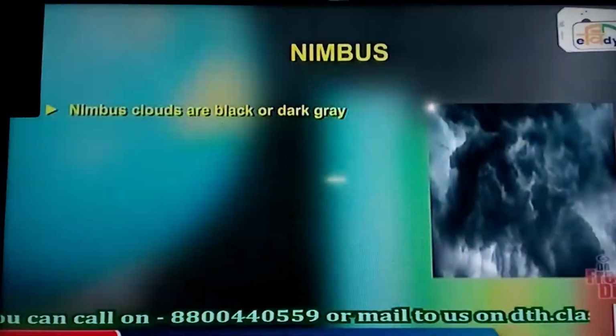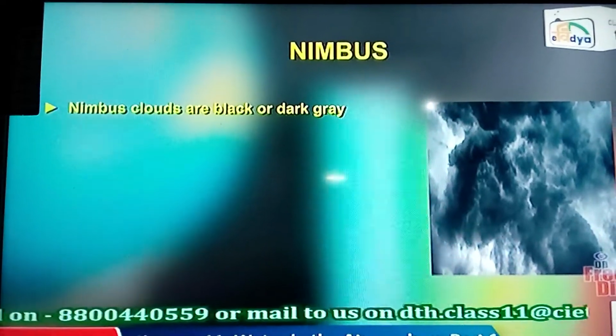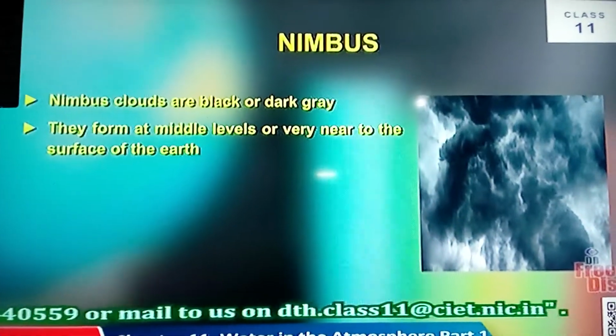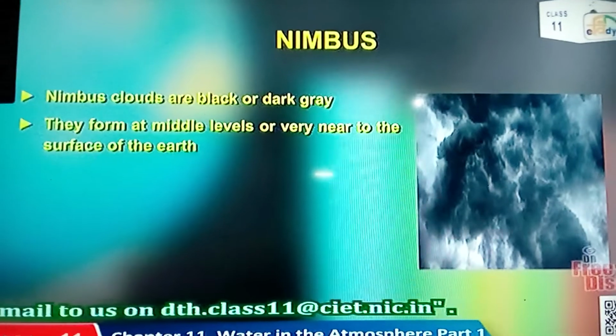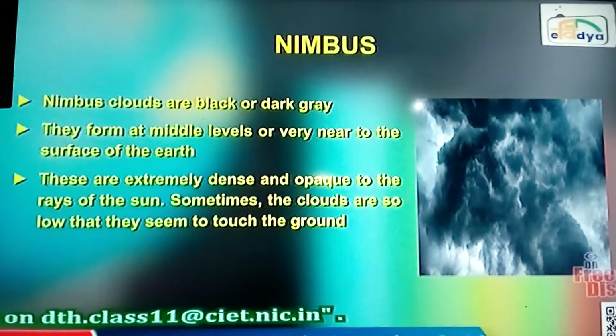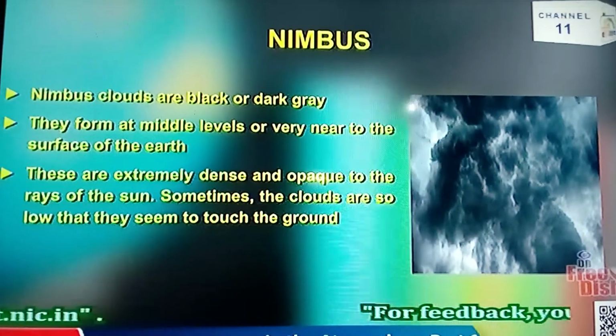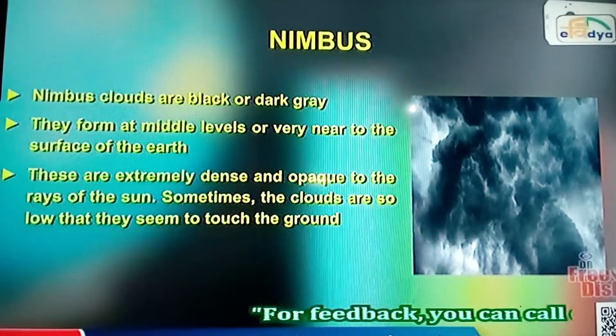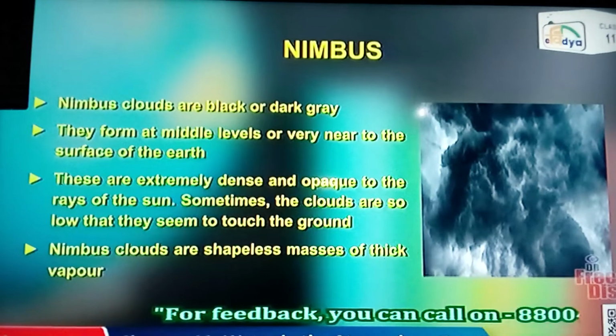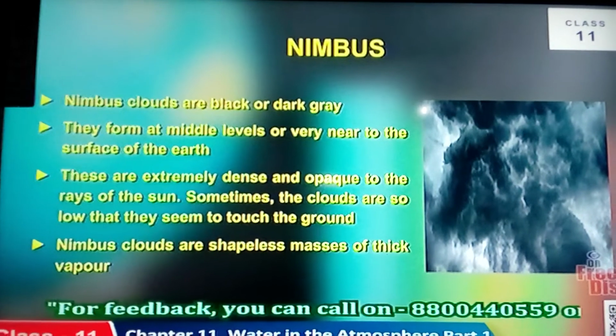Nimbus clouds, they are black and dark grey. They are formed in the middle levels or very near to the surface of the earth. They are extremely dense and opaque to the rays of the sun. Sometimes the clouds are so low that they seem to touch the ground. They are shapeless masses of thick vapor.